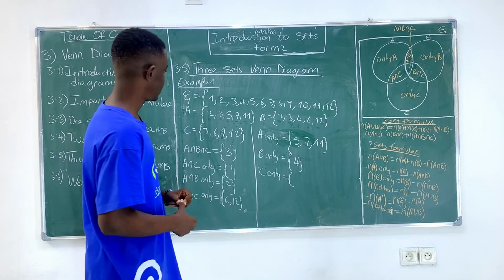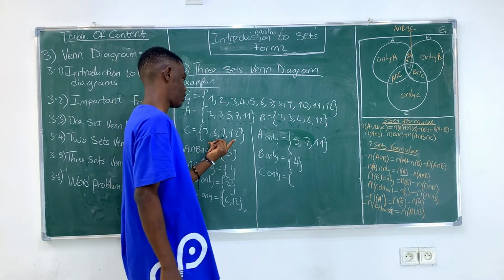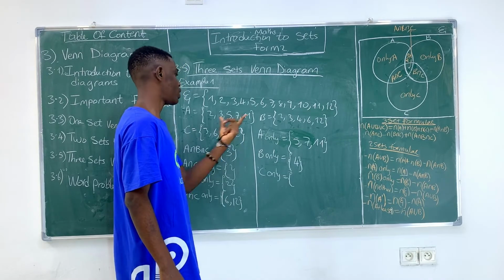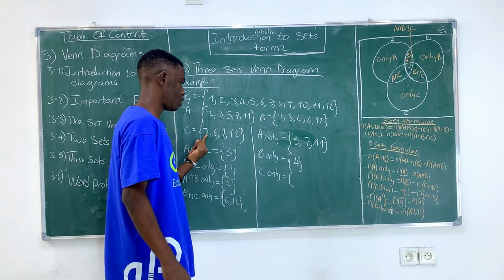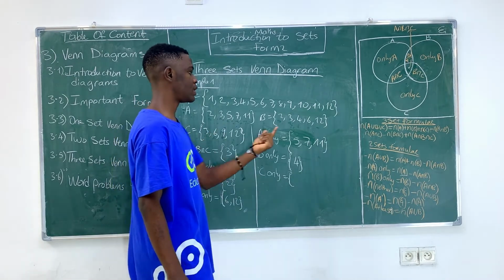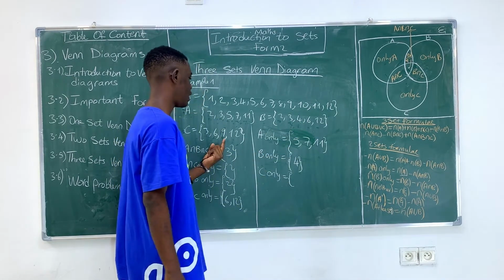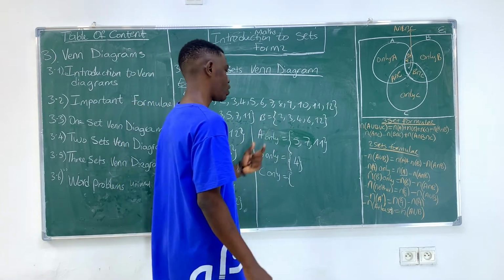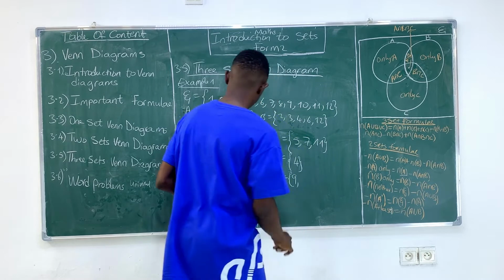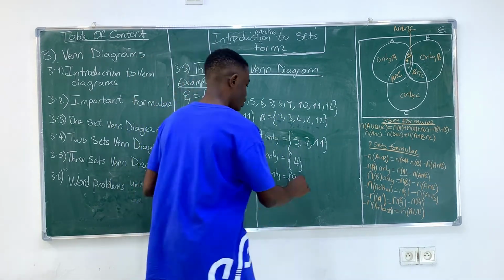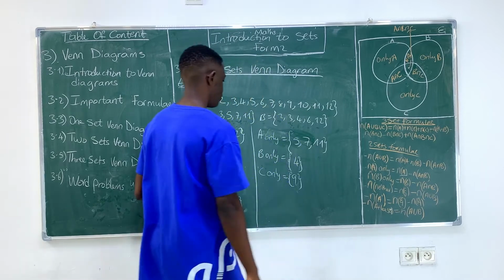So for C only, we'll do the same. We look at C and try finding values in C which are not common to A and B. Let's start with 3. 3 is common to A and B, so we don't put it. 6 is not in A, but 6 is in B, so we don't put it. 9 is not in A, and 9 is also not in B, so we can put our 9 here. 12 is not in A, but 12 is in B, so we don't put it.